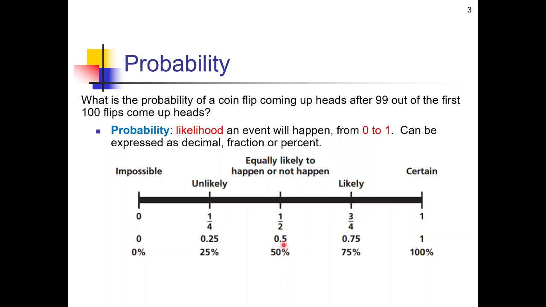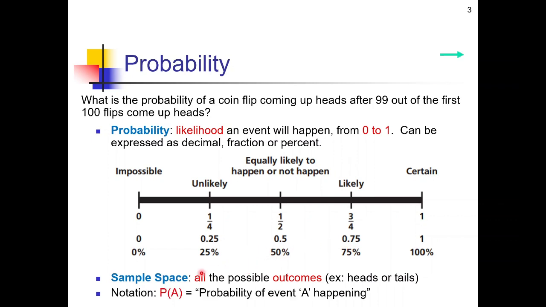So one other thing that we'll define here is something called the sample space. Now the sample space is all of the possible outcomes of an experiment. For example, with this coin flip, our sample space was heads and tails. And there's a notation that we're going to be using throughout this lesson. It's this P of A notation, which kind of looks like a function. This just means the probability of event A happening. I think you'll agree it's a much more concise way of expressing that.